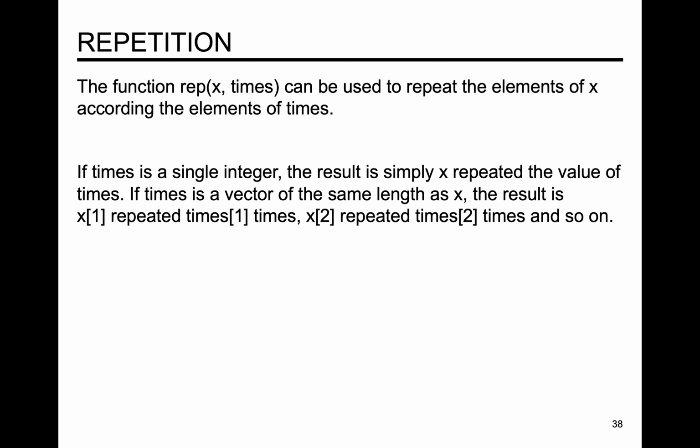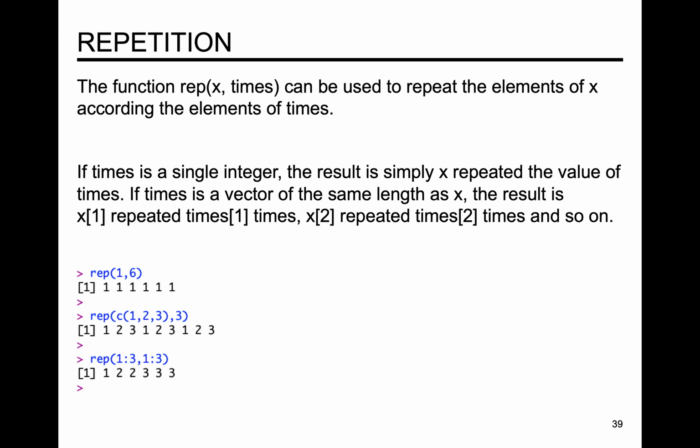If times is a vector having the same length as x, then the result is the first element of x repeated the first element of times. The second element of x will then be repeated the second element of times, and so on. Let's look at some examples.